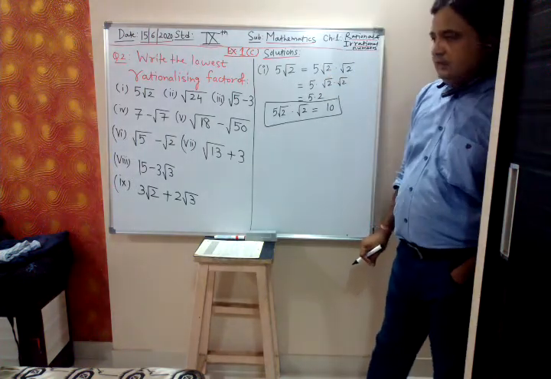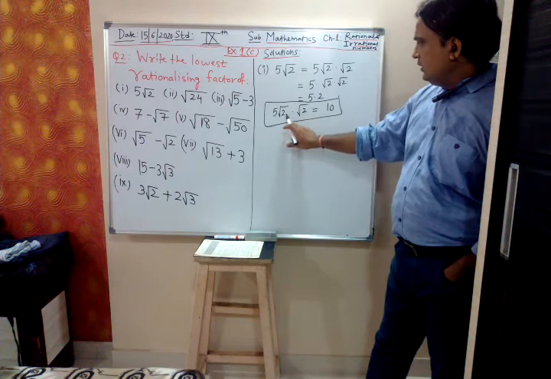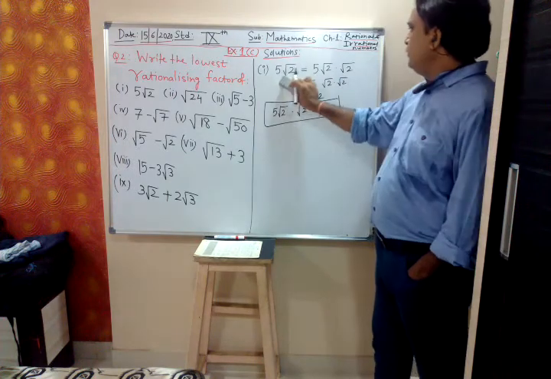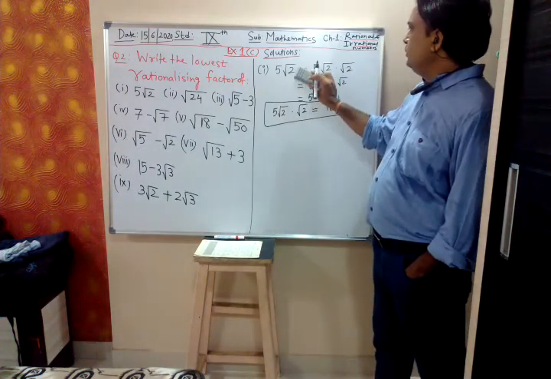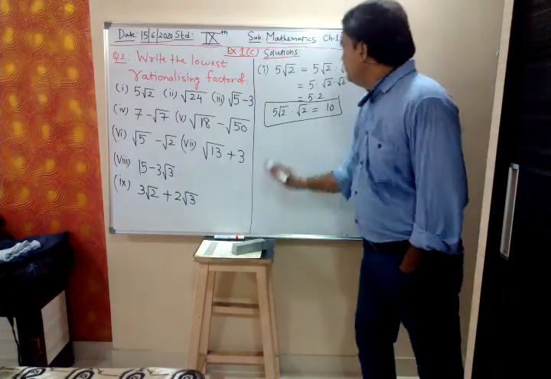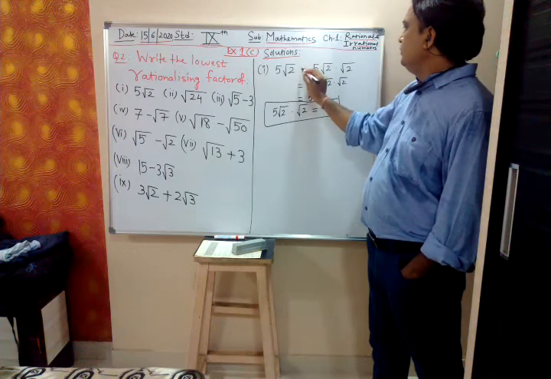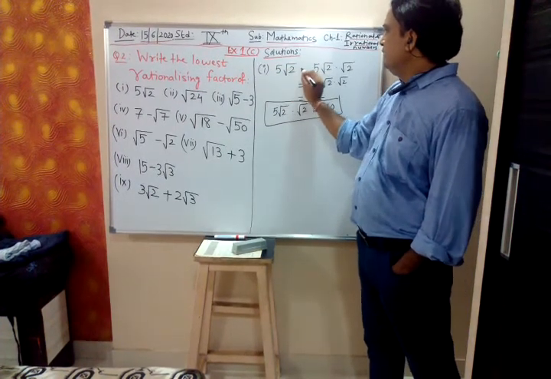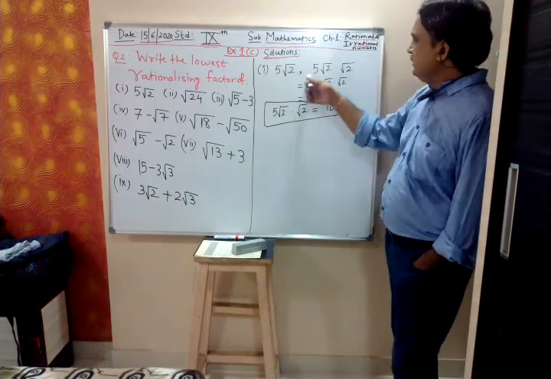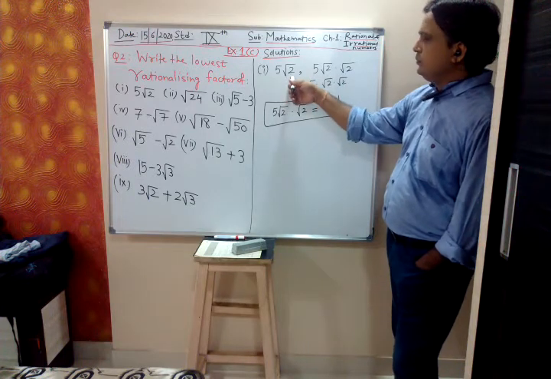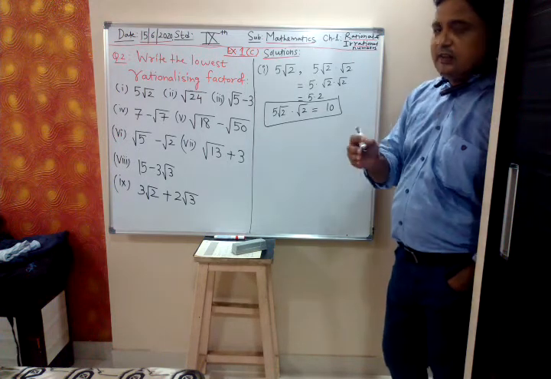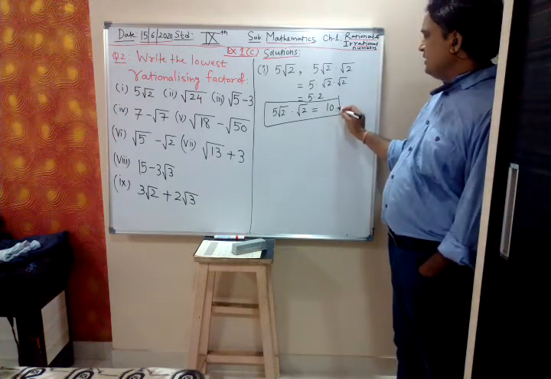So when we multiply, 5 root 2 into root 2 is 10. This part we write. You will start from this: 5 root 2 into root 2. This is the question given. Now 5 root 2, this number we multiply by root 2. This becomes 10. What is 10? 10 is a rational number.